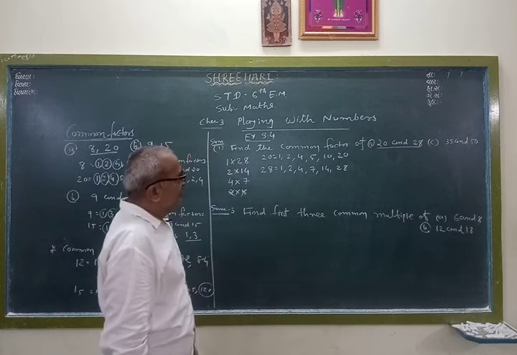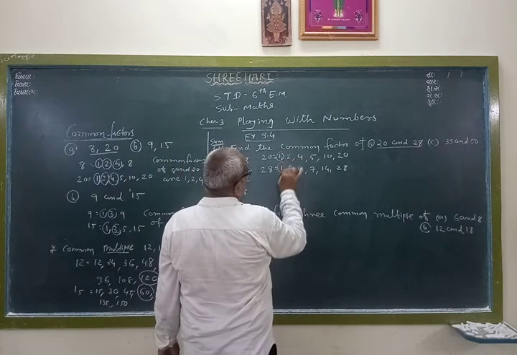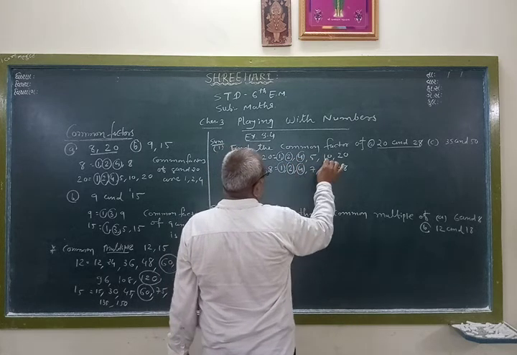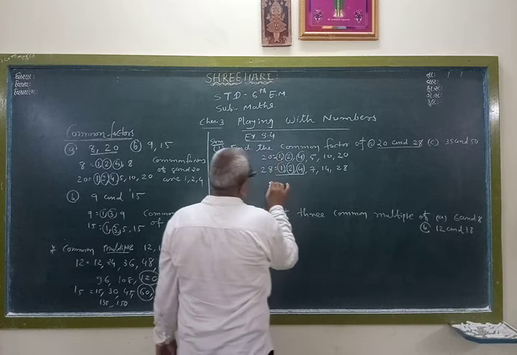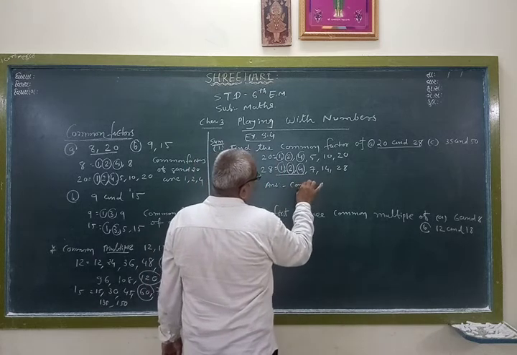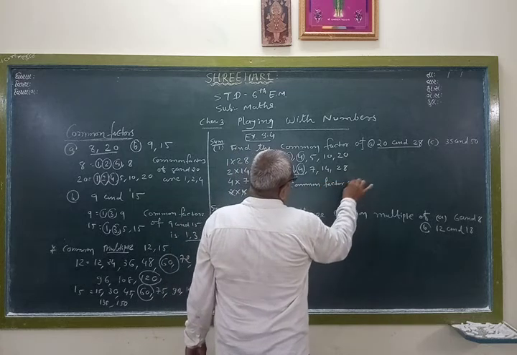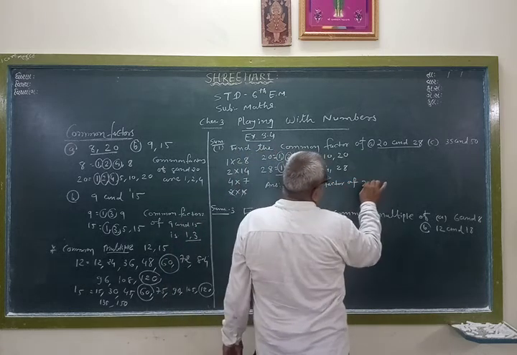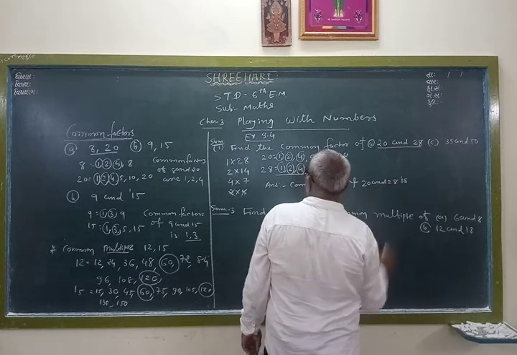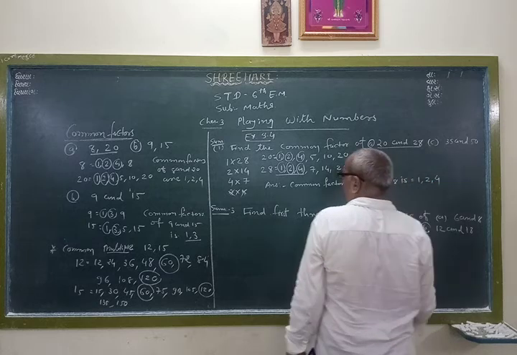But which are common? Common factors 1, 2, 4. So now the answer: the common factors of 20 and 28 are 1, 2, 4.